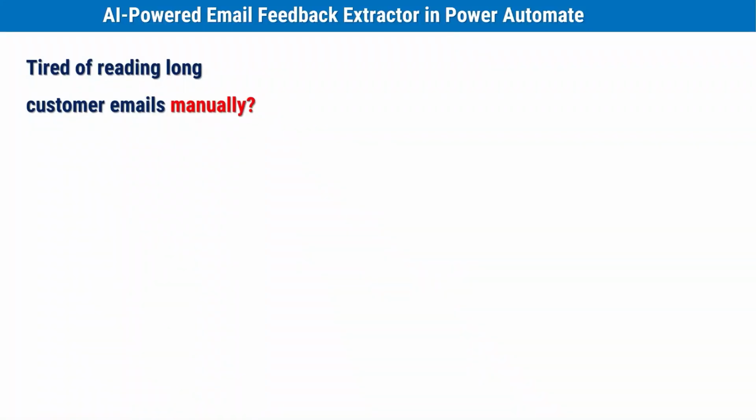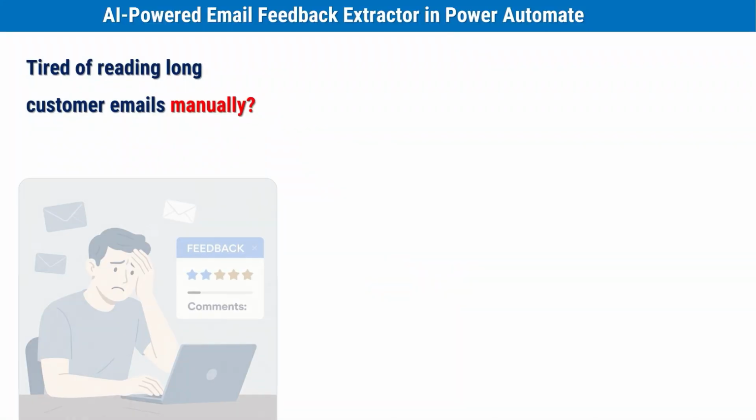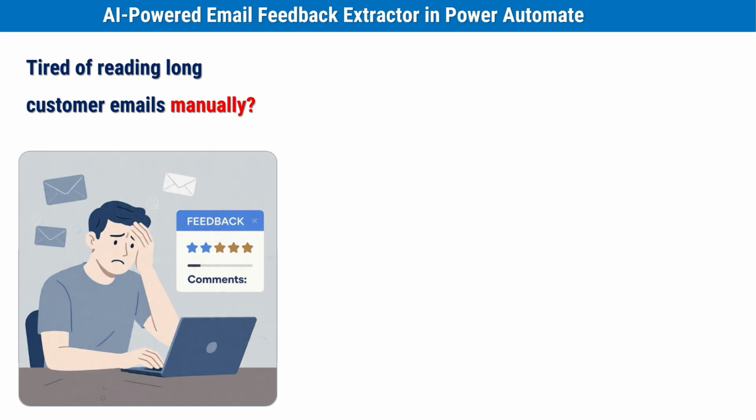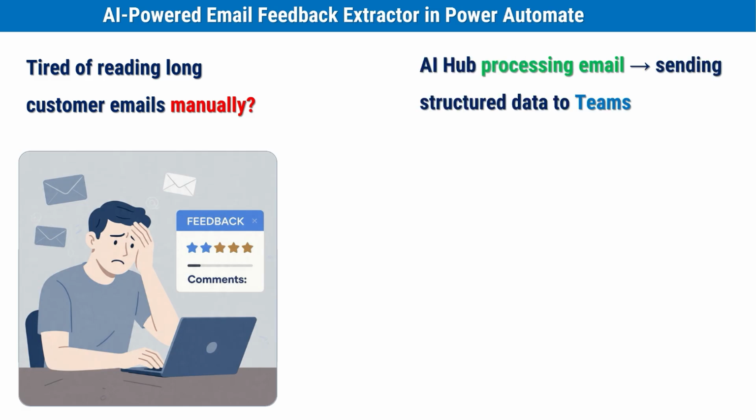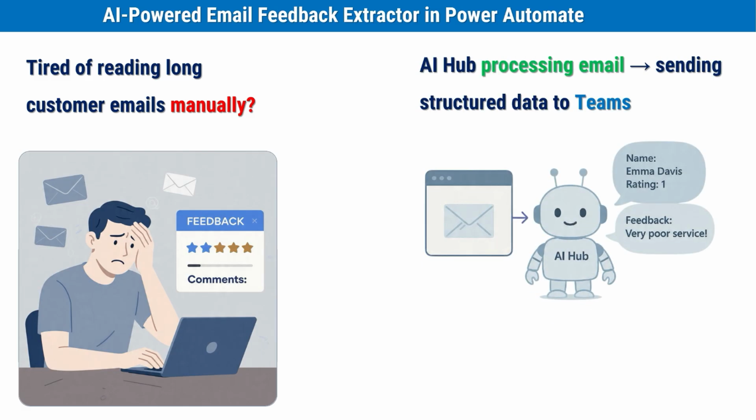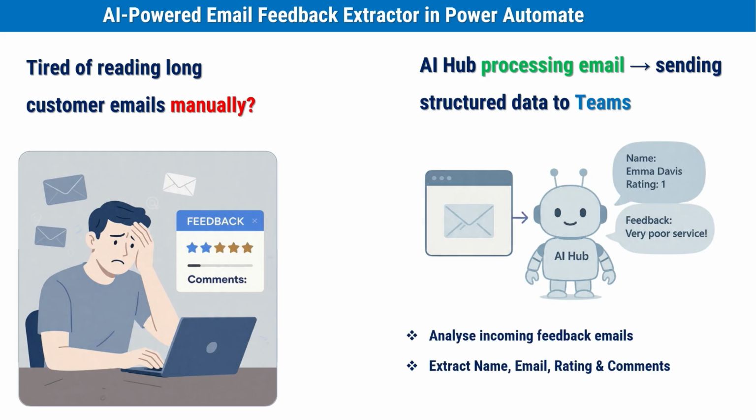Every day, businesses receive tons of customer feedback, but let's be honest, these emails are long, unstructured, and painful to read one by one. But what if you never had to read these emails manually again? Using Power Automate's AI Hub, we can automatically analyze every incoming email. We can extract the customer name, rating, and comments and send a clean, structured message directly to Microsoft Teams instantly. In this tutorial, I'll show you how to build this entire automation step by step.